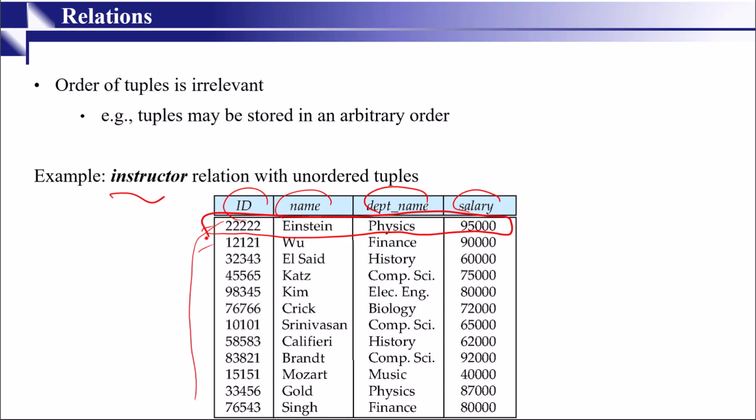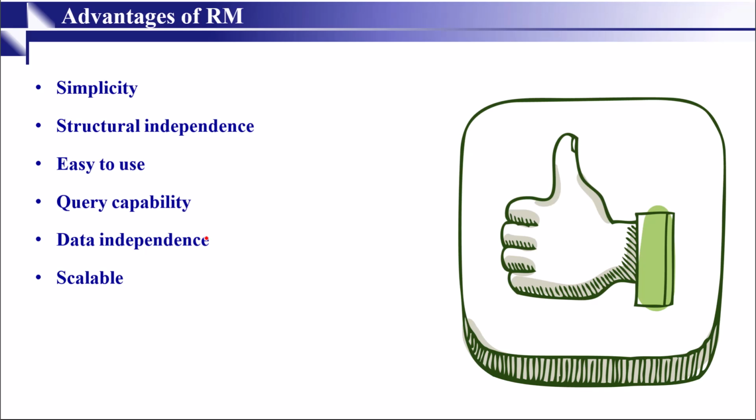This unordered nature simplifies storage and retrieval, focusing on the data itself rather than its sequence. Why do we use the relational model? It's simple. Data in tables is intuitive. It offers structure independence, meaning the structure can change without affecting applications.